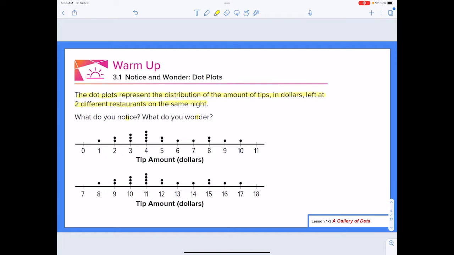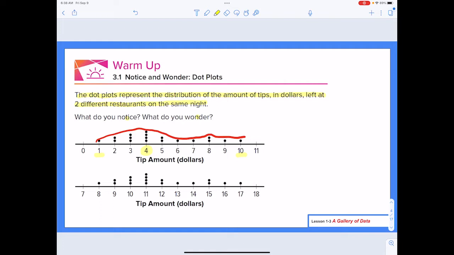So if we look at the first one, we see the tip amounts here. A few things that we might notice is that here there are 4 people that gave $4. That was the high point there. And we have a low over here of 1, a high of 10. Something you might kind of notice here is that this one tends to kind of run this way and then down, a little bump and down. Kind of notice that shape a little bit.